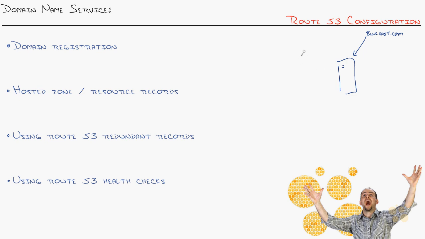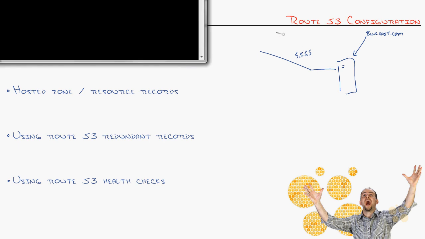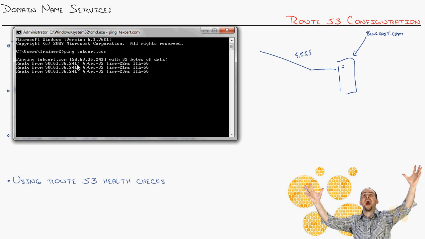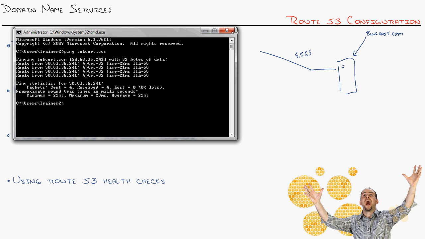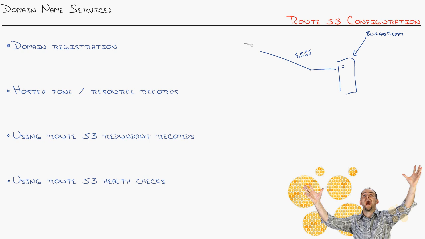Well, you know what? They don't have millions of IP addresses. So they have, we'll just say, one IP address, 5.5.5.5. Matter of fact, I can tell you exactly what IP address they're using. Ping techcert.com. So 50.60, this is the IP address they're actually using. But how many other websites are they running from that one IP address? Probably hundreds, if not thousands of websites, right?